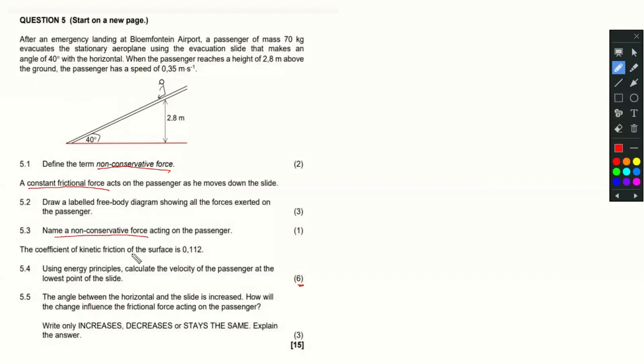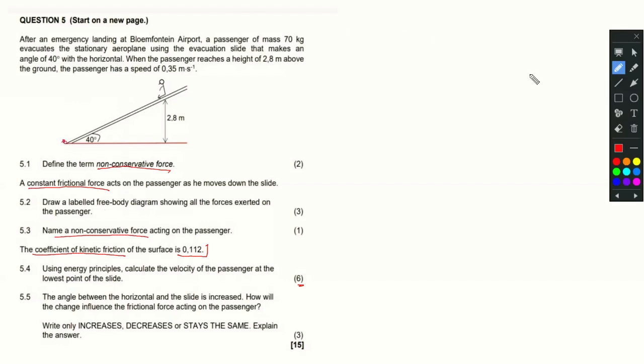The coefficient of kinetic friction of the surface is 0.112. Note that we are only given the coefficient of kinetic friction and not the actual value of friction. Every time we are given the coefficient of kinetic friction, it means that we ourselves have to calculate the magnitude of the frictional force. So, for 5.4, using energy principles, calculate the velocity of the passenger at the lowest point of the slide, meaning at this point, right?